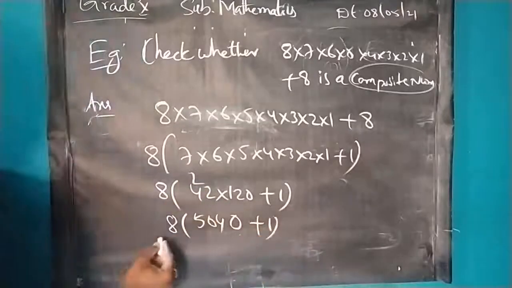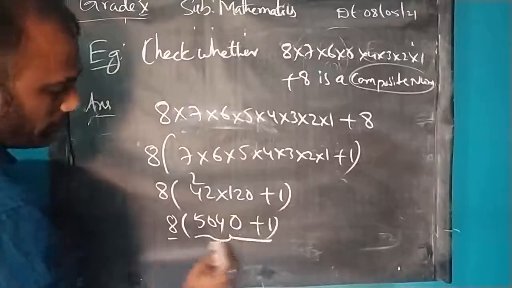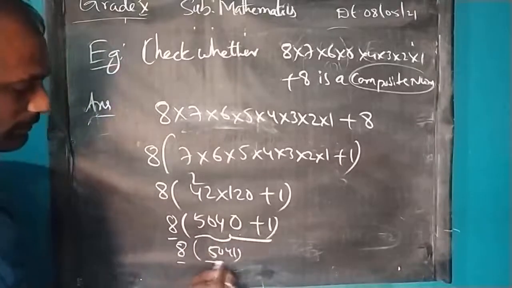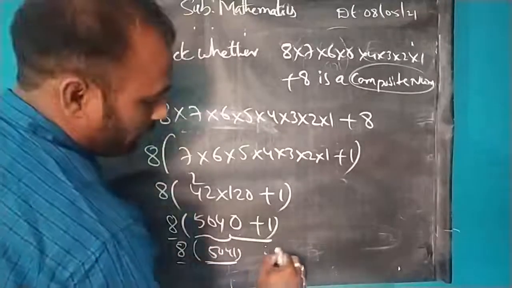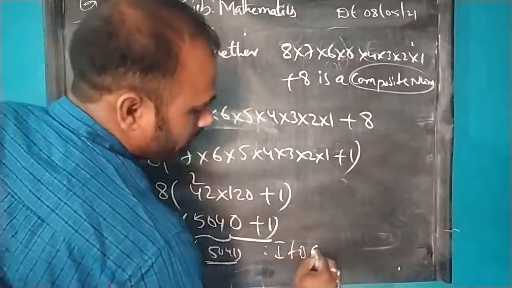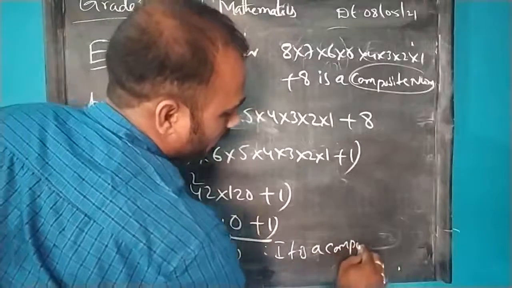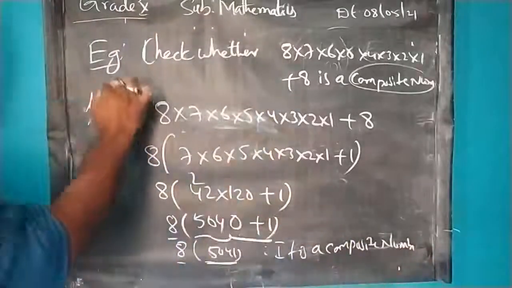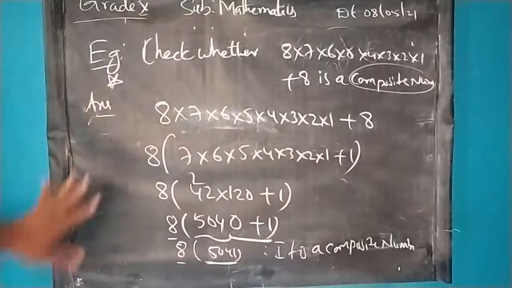Plus 1. So 8 into 5041. If you are multiplying 8 with any number, therefore it is a composite number. It is a composite number. So it is one of the important questions. It will be asked for 1 mark.